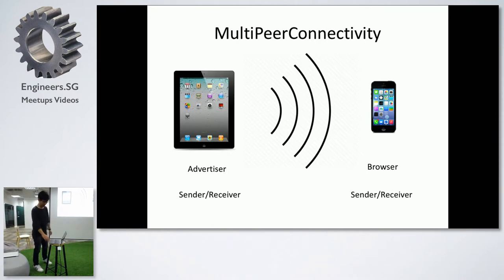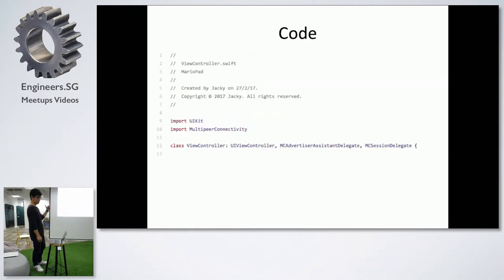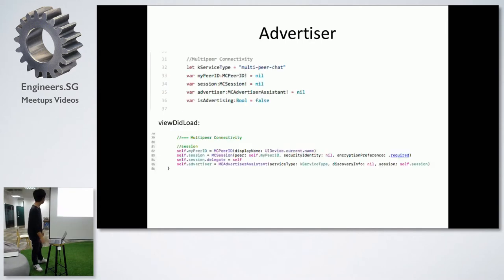Let's jump straight to the code. First you need to import the framework, MultipeerConnectivity. By the way, this is from the advertiser's point of view. You have the advertiser and the browser, and this is from the advertiser's point of view. You need to implement the delegate. It's quite straightforward, right? And this is the most important thing: you need to establish a session. Without the session, or if your session is nil, your app may crash during the setup or during the transaction.